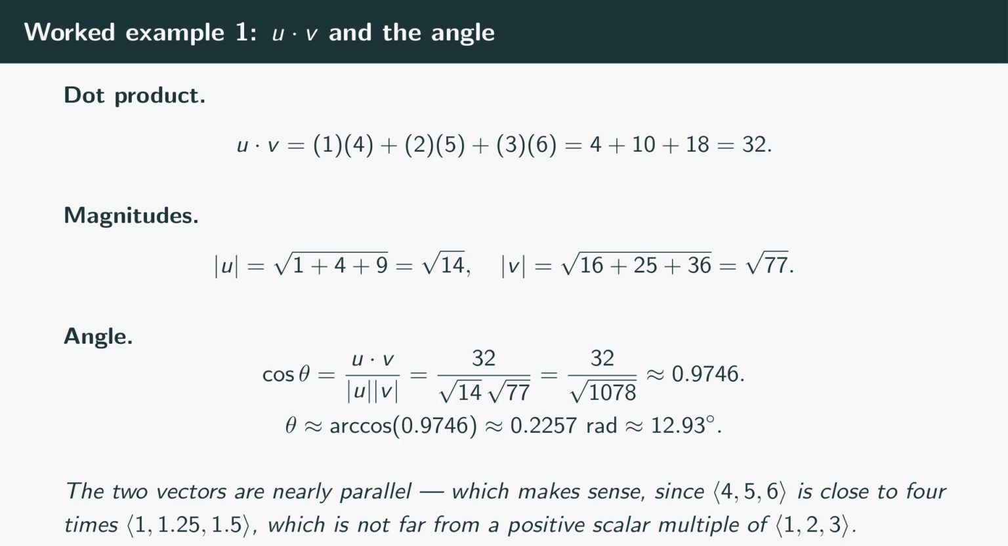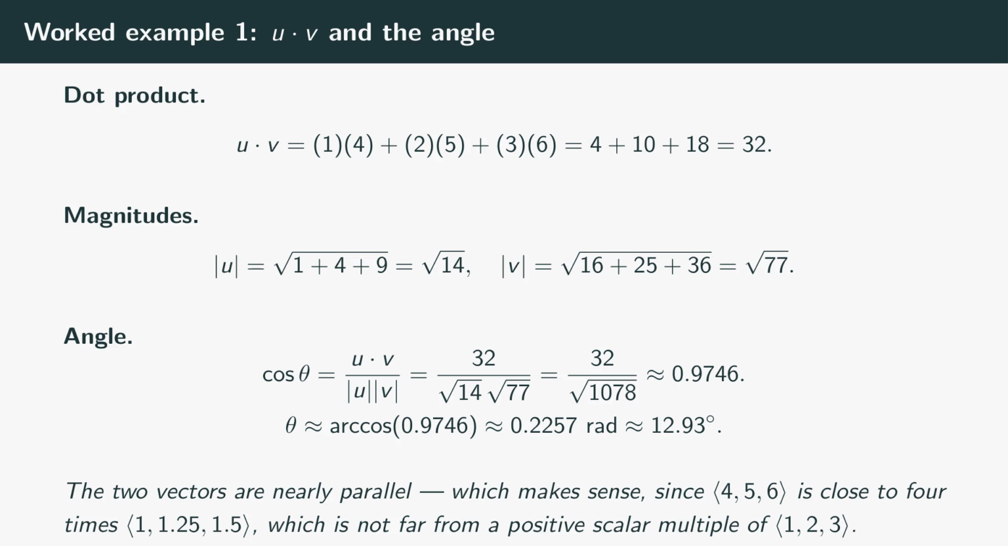Step 2, the magnitudes. The magnitude of u is the square root of 1 plus 4 plus 9, which is the square root of 14. The magnitude of v is the square root of 16 plus 25 plus 36, which is the square root of 77. Step 3. The cosine of the angle is the dot product over the product of the magnitudes, that is 32 over the square root of 14 times 77, which is the square root of 1078. Numerically, about 0.9746. The cosine is very close to 1, so the angle is small. Arc cosine of 0.9746 is about 0.226 radians, which is roughly 13 degrees.